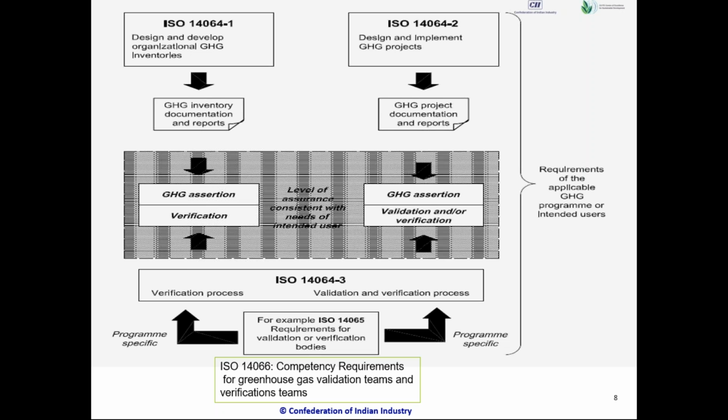Also there is another standard, ISO 14066, that gives competency requirements for the validation and verification teams, because the officials or the personnel who come to validate and verify your inventories also need to be competent. For example, a person going to a refinery to validate the GHG emissions should be aware of the refinery process. He should be aware of the various units in a refinery, such as crude distillation unit, vacuum distillation unit. Only once he knows the process details will he be in a position to actually verify whether the GHG emissions are correctly calculated or not. So the requirements for competency are given in ISO 14066.